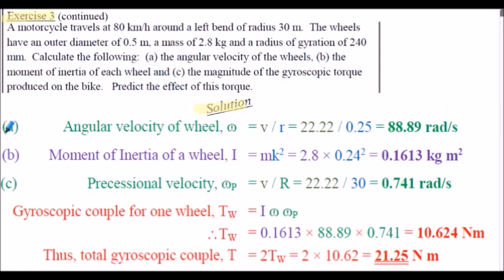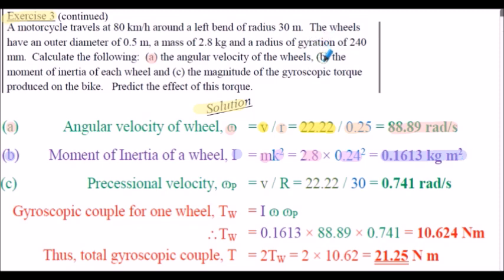So part A, we're asked to find the angular velocity of the wheels, omega. So we've calculated the linear velocity on a previous slide. The radius of the wheel is 0.25 meters. So we can calculate the angular velocity, 88.89 radians per second. In part B, we're asked to determine the moment of inertia of the wheel, so that's I. And that's the mass M, 2.8 kilograms per wheel, multiplied by the radius of gyration squared, so 0.24 squared. The moment of inertia is 0.1613 kilogram meters squared.